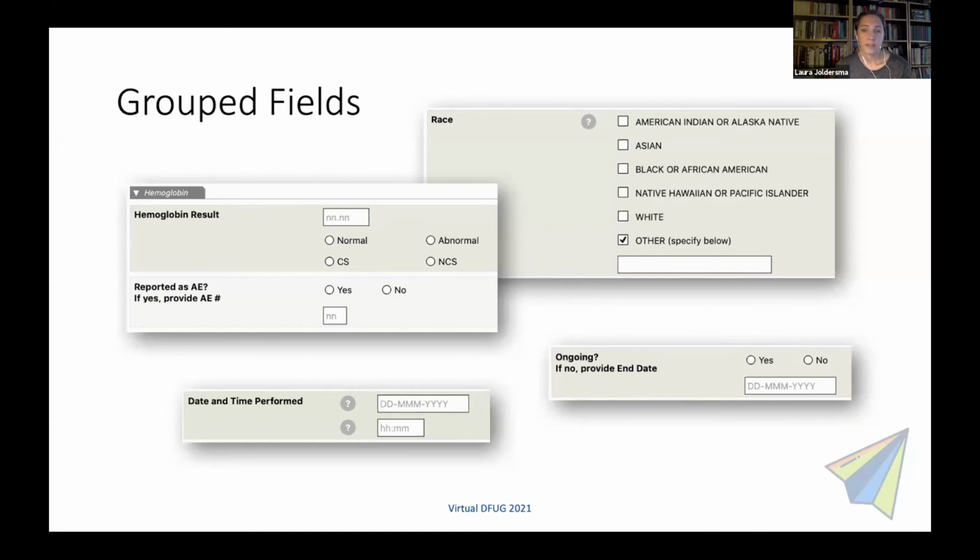Also, if you're asking whether an event is ongoing and there's an end date that you want to provide if it's a no, you can group those together too and modify the prompt. And I really like using group fields because it helps break up some of the monotony of the prompt fields all along the left-hand side of the eCRF and gives some visual changes within the eCRF.